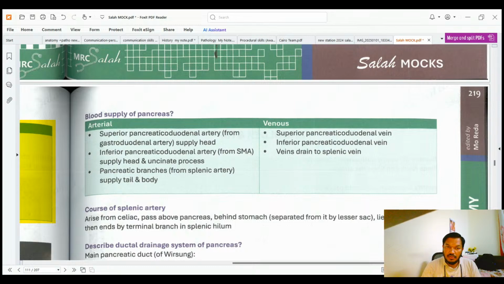Superior pancreaticoduodenal artery from gastroduodenal artery, then inferior pancreaticoduodenal artery from superior mesenteric artery, and it supplies head and uncinate process. Pancreatic branches from the splenic artery supply body and tail. So again, superior pancreaticoduodenal artery from gastroduodenal artery, from hepatic artery, supplies head.